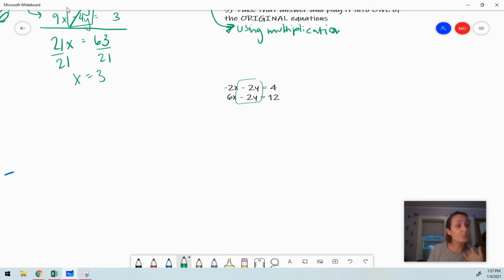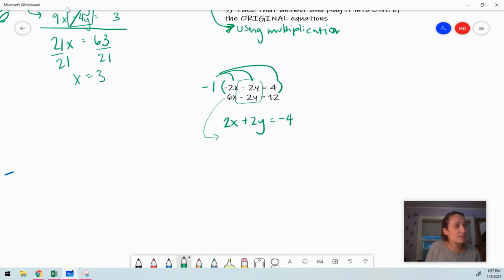I know that a negative times a negative makes a positive. So I can take this whole top equation and multiply it by a negative 1. Negative 1 times negative 2x leaves me with a positive 2x. Negative 1 times negative 2y leaves me with a positive 2y. And negative 1 times 4 leaves me with a negative 4.